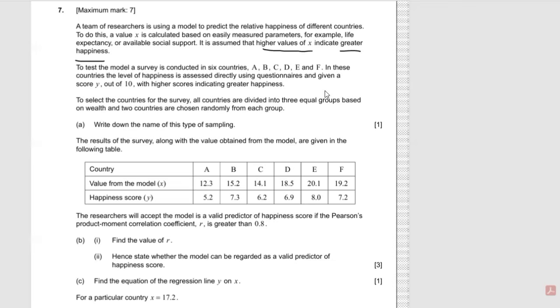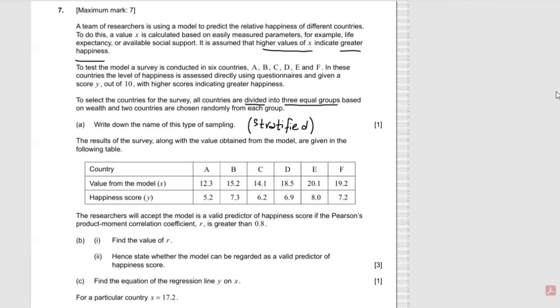So we need to check: divided into 3 equal groups, so the quantity, the ratio, is taken into consideration. Whenever you divide into groups with equal ratio and then select from these on the basis of wealth, and 2 countries are chosen randomly, this is the method known as the stratified sampling technique. So this is the name of the sampling type.